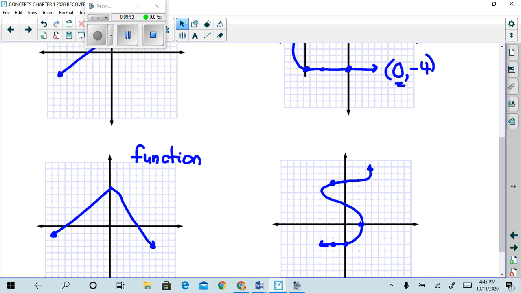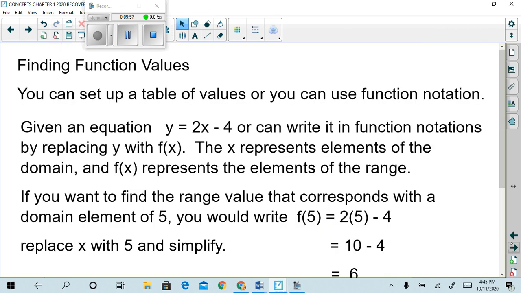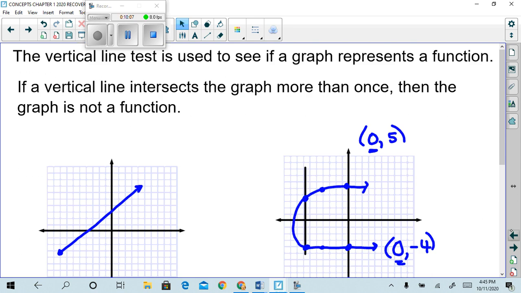Okay, function or not a function. In our next lesson, we're going to look at finding values. I'm going to stop the lesson here, and in the next one, we're going to decide whether we can determine values by inputting, and we could do it in table form, but we're going to learn something called function notation. So that's a little something for next class.